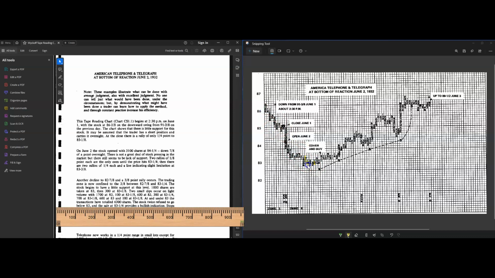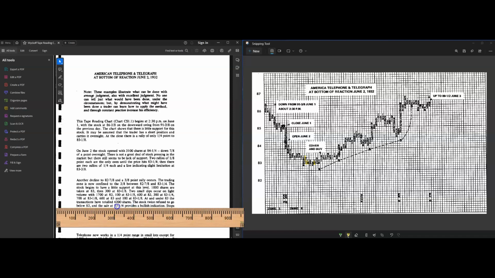And if you combine it, it's like 6,300 shares. So he's putting it together saying at or under 83, the transaction totaled 6,300 shares. So there's a lot of transactions, and the volume profile is 6,300 shares, which is a lot of volume, a big POC. Second, the stock is refusing to go down because it tried to go down twice.